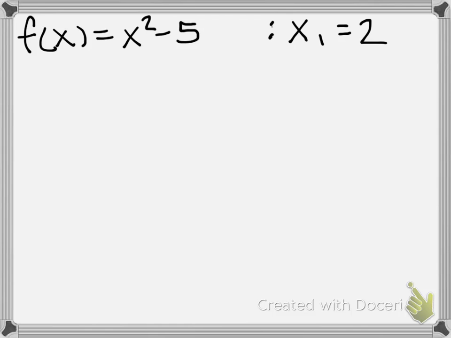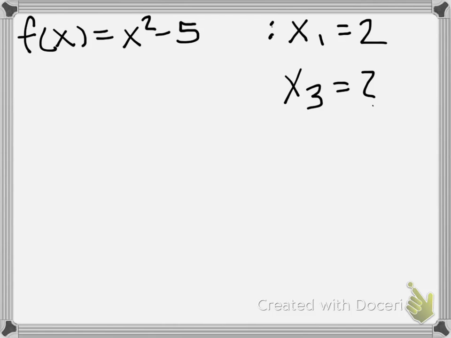So from the review sheet that we had in class, we had an equation for f of x is equal to x squared minus 5, and we were given x1 is equal to 2, and we're trying to approximate the zero of that function, and we were told to go to x3.